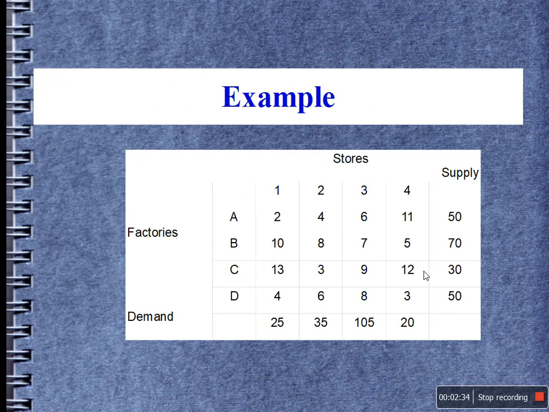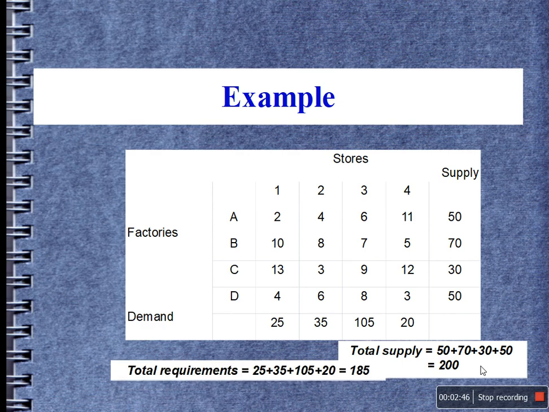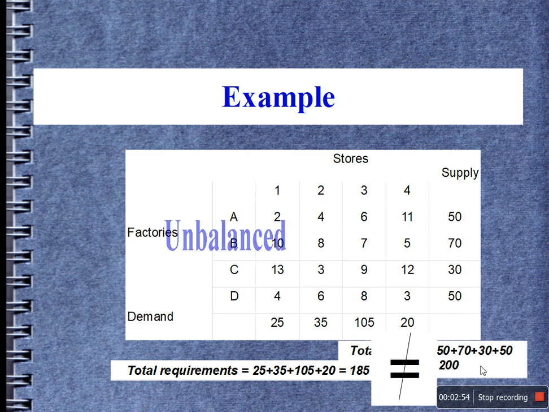Here is a transportation table, and here the supply values are 50, 70, 30, 50, and the demand values are 25, 35, 105 and 20. The sum of supply is equal to 200 and the sum of demand or requirements is equal to 185. These two values are not equal, so this is an unbalanced transportation problem.